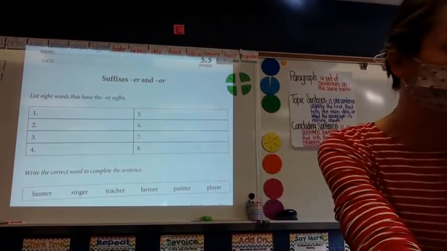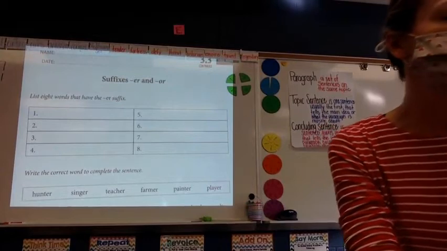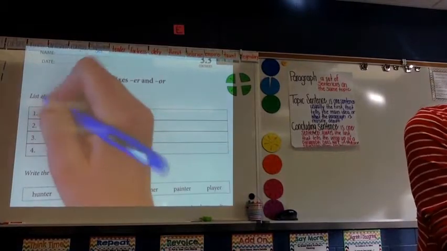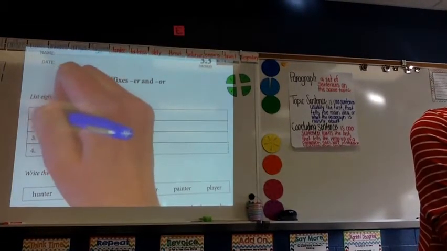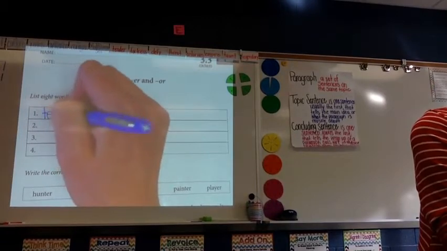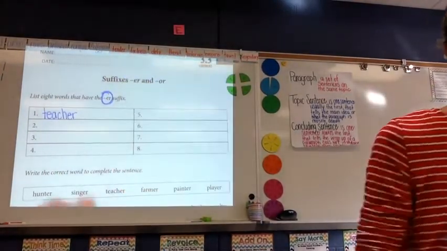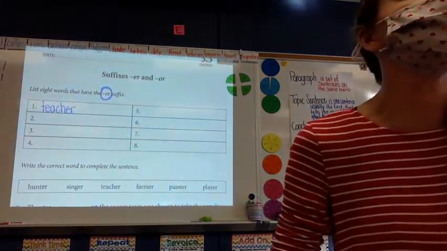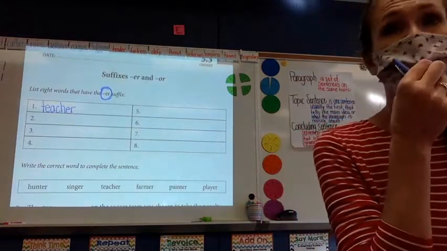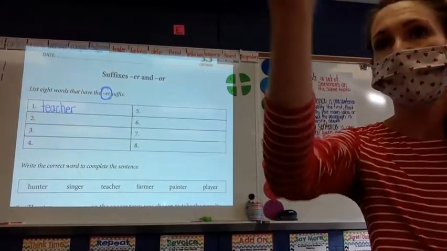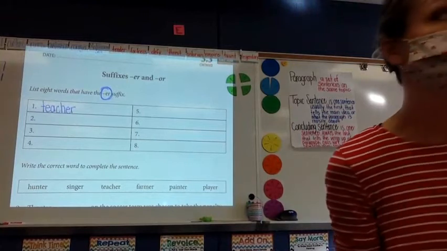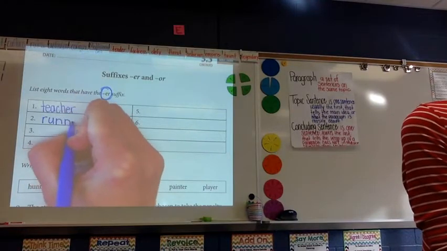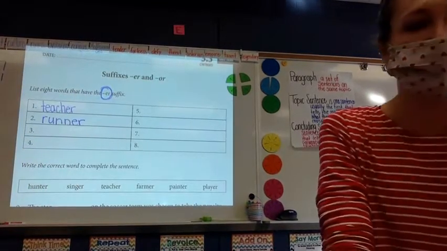So I just gave you one. What was it? Teacher. So in one of those boxes, you can write the word teacher. Now we're focusing on the ER right now. There's a whole bunch more down here. We have hunter, singer, teacher, farmer, painter, player. Let's try and get some other ones that aren't up there as some ER suffix words. Joey. Runner. What was that? Runner. A runner is a person who runs. Fabulous. We double the N in runner, or it's going to be runer.